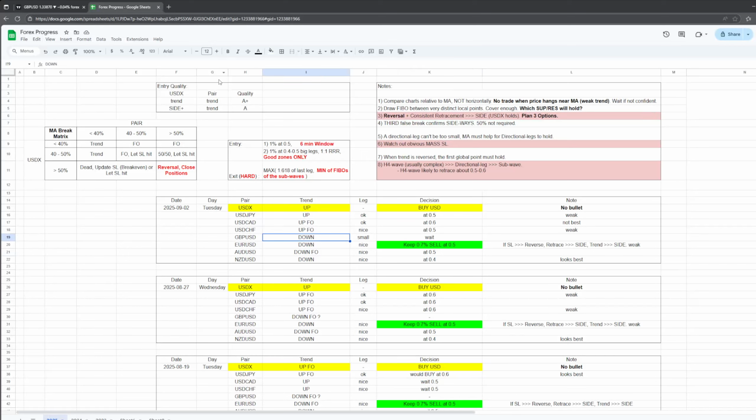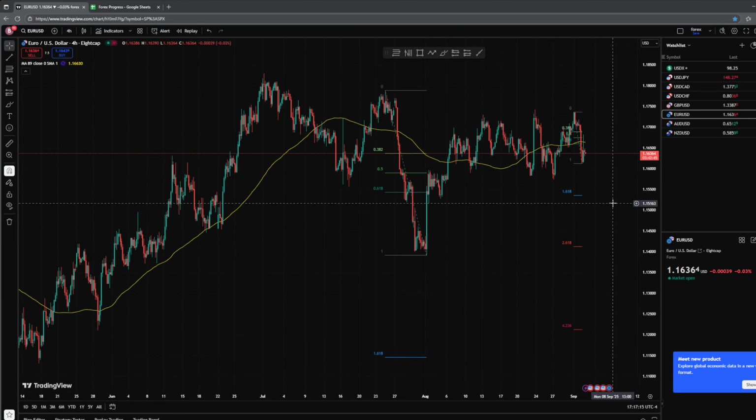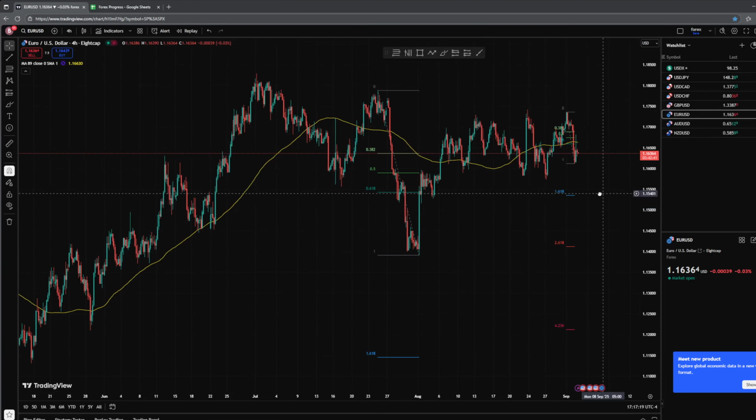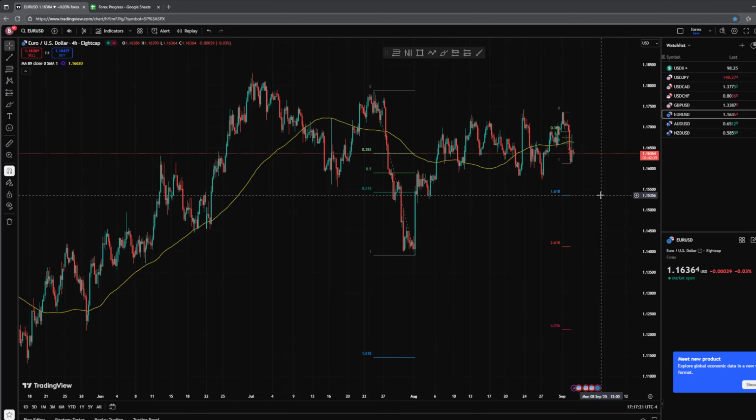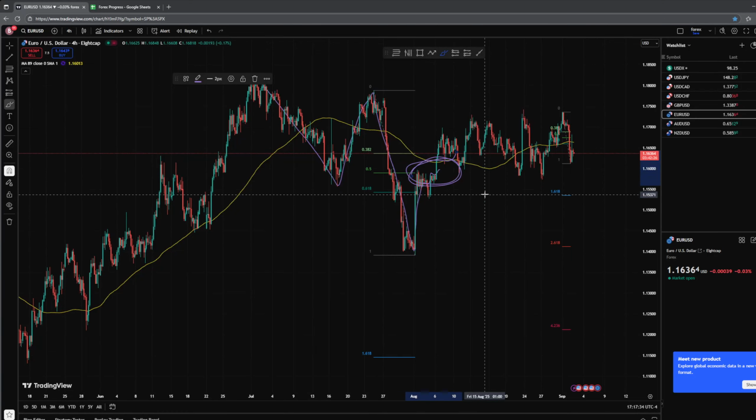Okay, next pair, Euro USD. So as you guys know, I have all of my available positions on Euro USD, selling it, so that's why I'm not able to trade additional positions. So we have down leg, retracement, down leg. So when the market retraced about the 50% zone here, I sold Euro USD, right?